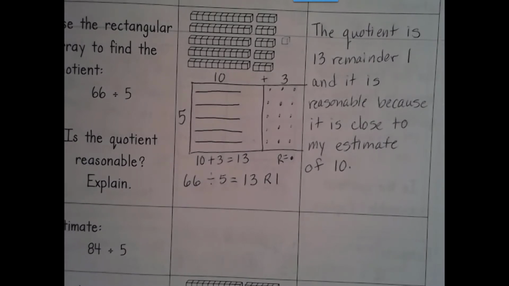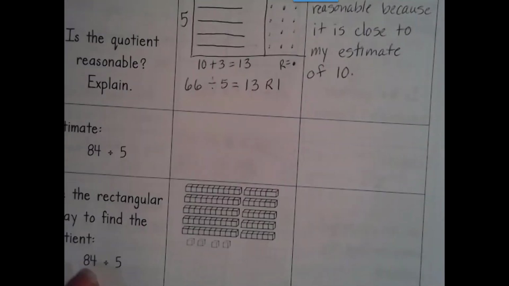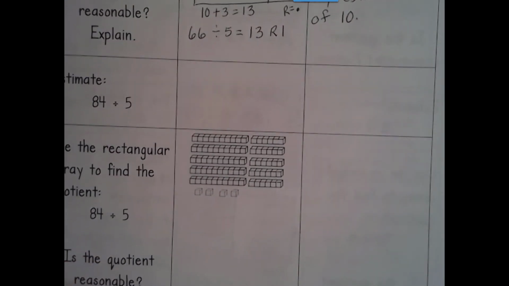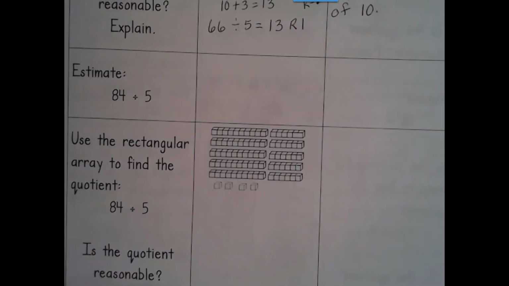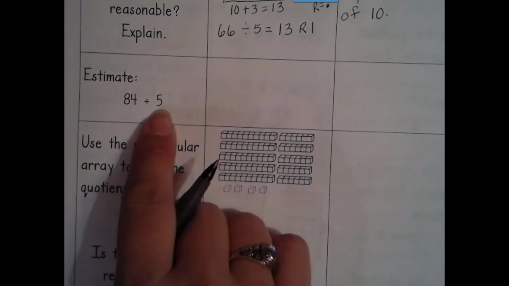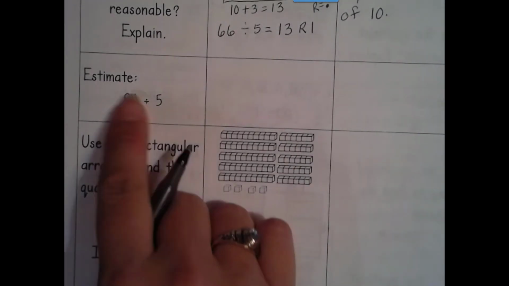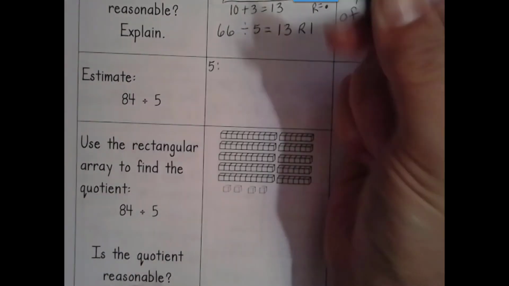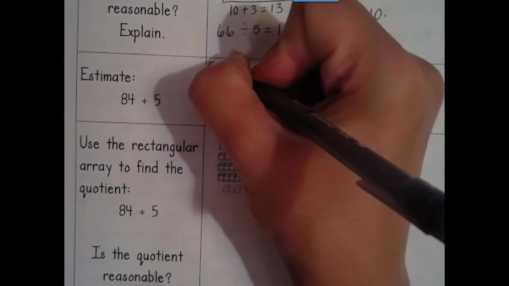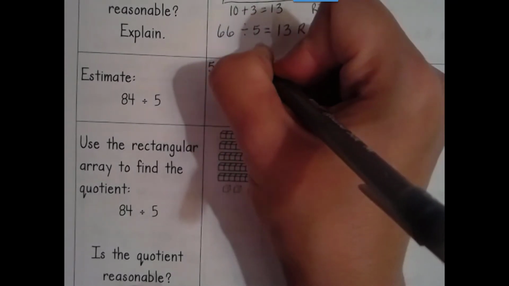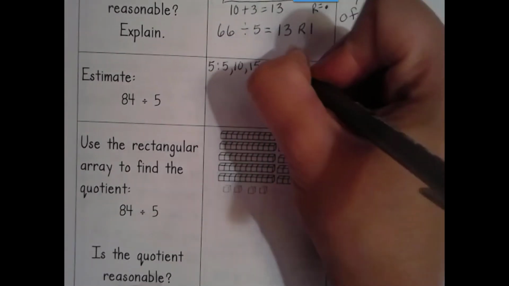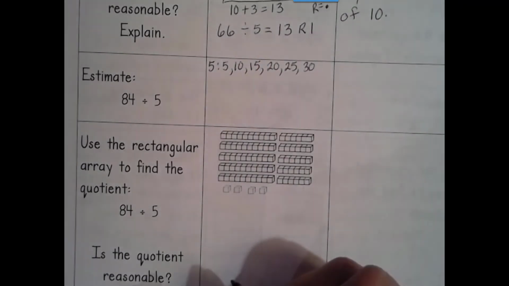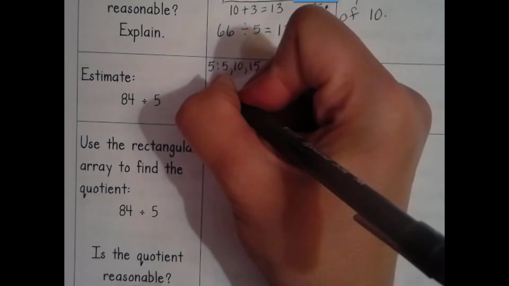All right, if you haven't been trying these on your own, I would recommend you try this one on your own. See if you can figure it out and then play the video to check if you are correct. All right, to estimate, I need to find a compatible number for 84, and I do that by first listing my multiples of my divisor, which is 5. 5, 10, 15, 20, 25, 30. If I need more, I can list more because they go on forever.